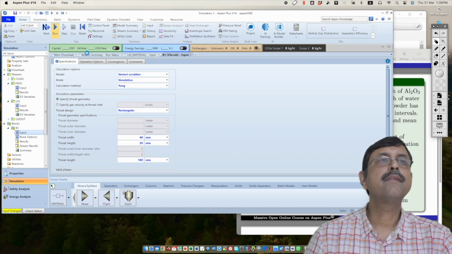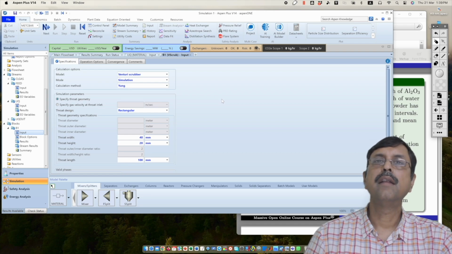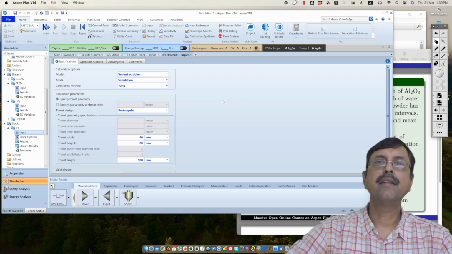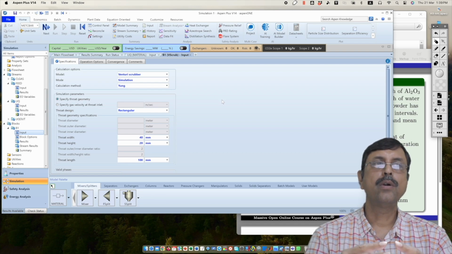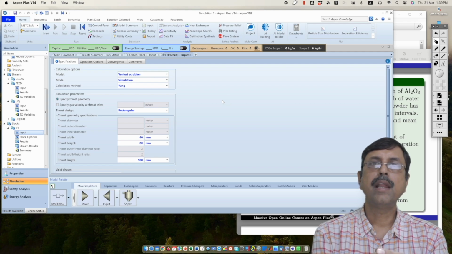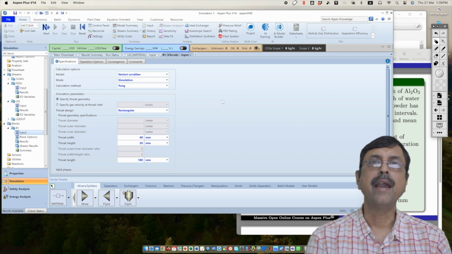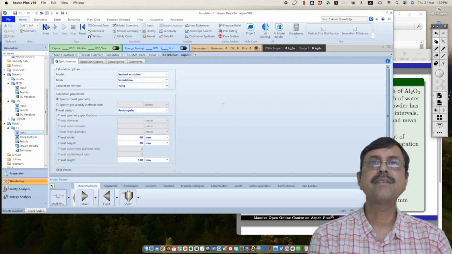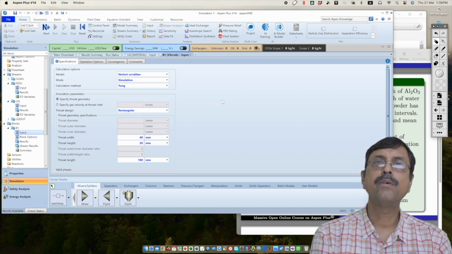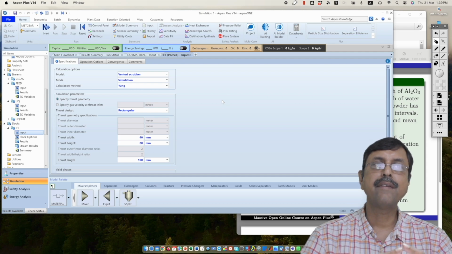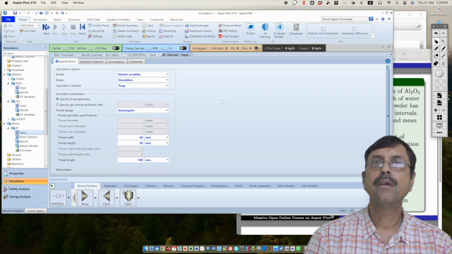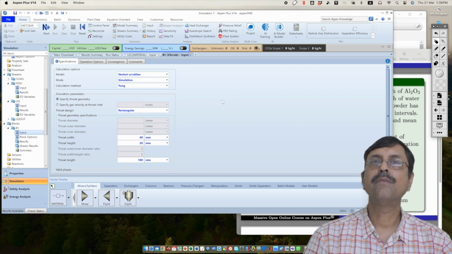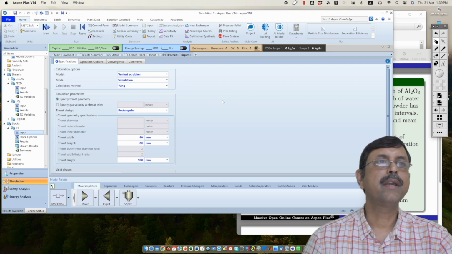Let us run it once again. Yeah, now it is available. So you understand the problem. When your throat size is smaller, the gas velocity is very high. So it was a problem. So the maximum gas velocity that Aspen can allow over here is 120. So we have increased the throat width and height. Now the simulation is possible. Okay.